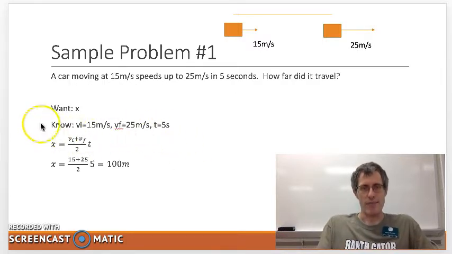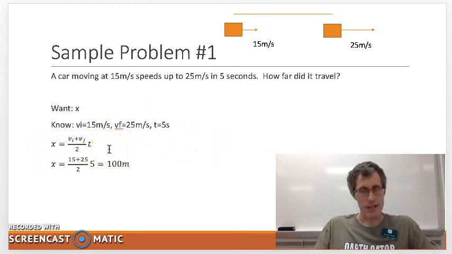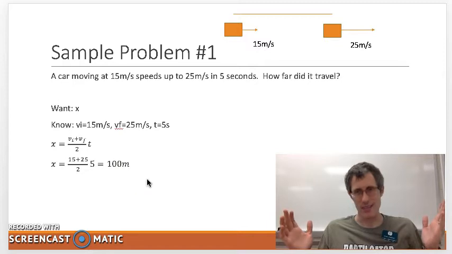So I've still got what I want, what I know. I then write down the equation that I'm going to use. Just write it down. Don't plug any numbers in it yet. Then I plug in the numbers. VI is 15, VF is 25, time is 5 seconds. Then I do a little bit of math and I figure out my distance, which happens to be 100 meters. Easy as pie.